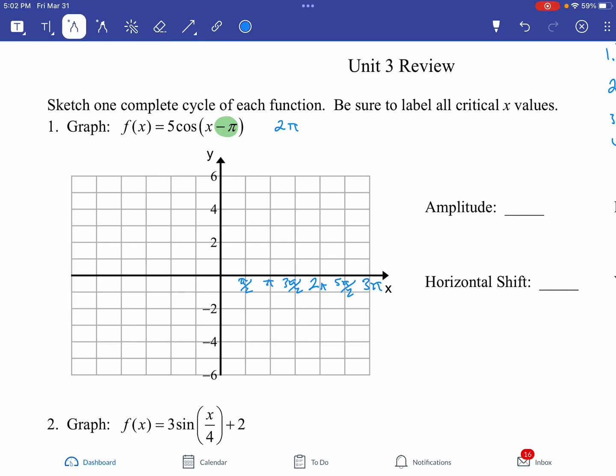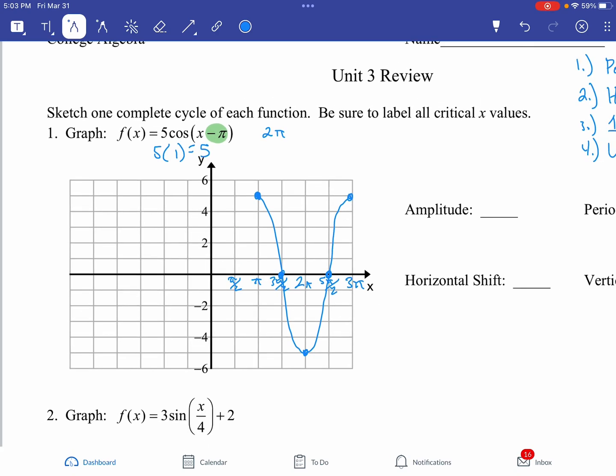Now we do our first point. So 5 times 1, because cosine starts at 1, is 5. So I start up at 5 at pi and use the amplitude to graph the rest of it. So I'm going to go down by 5, and down by 5 more, up by 5, and then up by 5. That will be my graph.